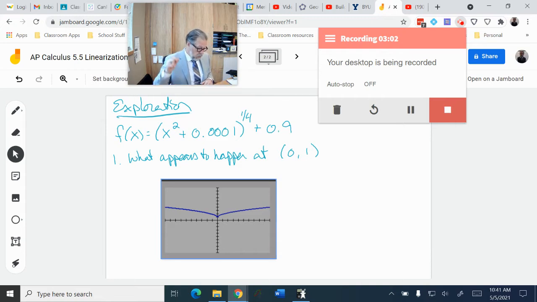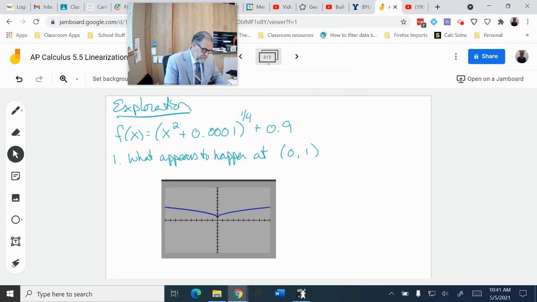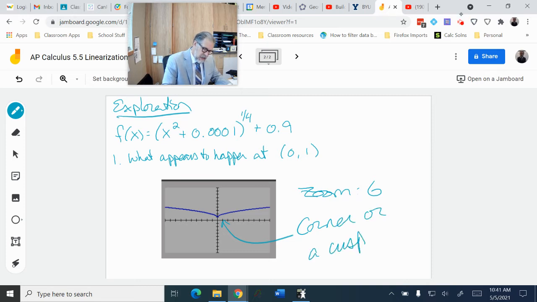All right, so I'm back, you're back. And I've pasted in a copy of a standard Zoom window. I use Zoom 6. I always start with Zoom 6 anytime I'm doing a graph. And what I see there is that there appears to be either a corner or a cusp right there at that point. Now, looking at the function, I know that that's not true. So let's take a look algebraically and see why I know that's not true.